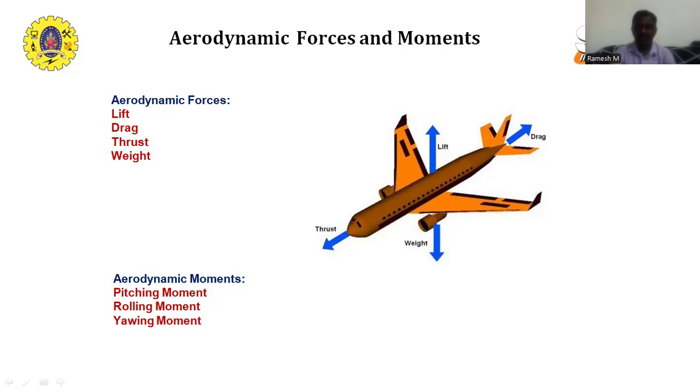The next aerodynamic force we are going to look at is drag. As the airplane moves through the air, there is another aerodynamic force present. The air resists the motion of the aircraft, and the resistance force is called drag. Drag is directed opposite to the flight direction.